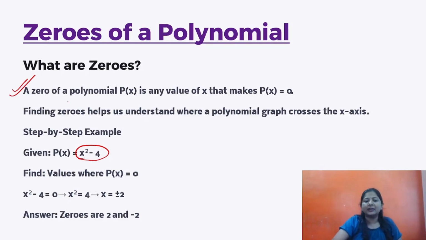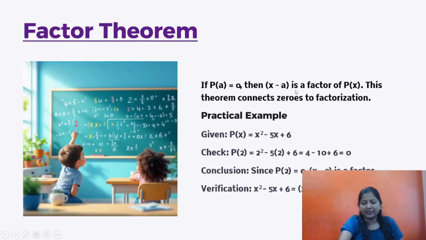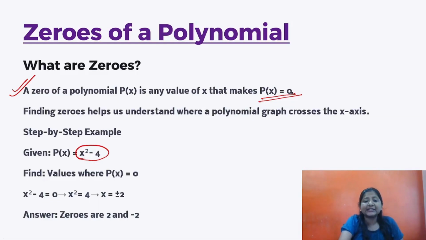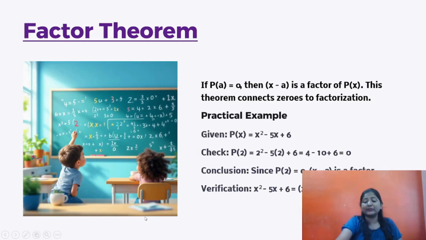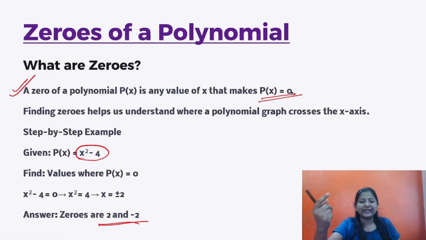You can see, a zero of a polynomial p(x) is any value of x that makes p(x) equal to 0. It means that when you put a value in place of x in the given expression, the entire expression becomes 0. That is known as a zero. And how do you find it? Just equate this expression to 0. When you equate, you get x equal to plus minus 2. So we have two values. By putting those values in that expression, the polynomial will become 0.